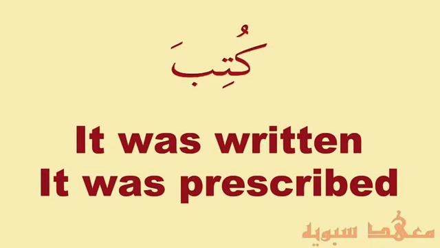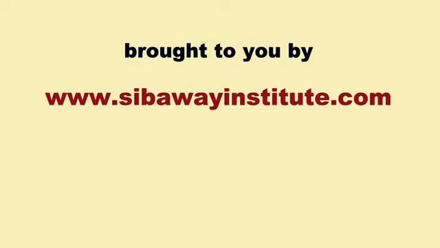Then we have the ta with a kasra. This would be ti. And then the ba with a fatha would be ba. So ku, ti, ba. Kutiba. Now, kutiba means it was written or it was prescribed. So that's just a brief explanation of the short vowels, and inshallah in the next lesson we'll be talking about the long vowels.